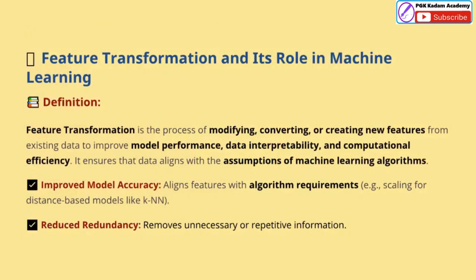Feature transformation is the process of modifying, converting, or creating new features from existing data to improve model performance, data interpretability, and computational efficiency. It ensures that data aligns with the assumptions of machine learning algorithms. Feature transformation can improve model accuracy by aligning features with algorithm requirements, like scaling for distance-based models. It can also reduce redundancy by removing unnecessary or repetitive information from the data. The key benefits of feature transformation are improved model accuracy and reduced data redundancy.